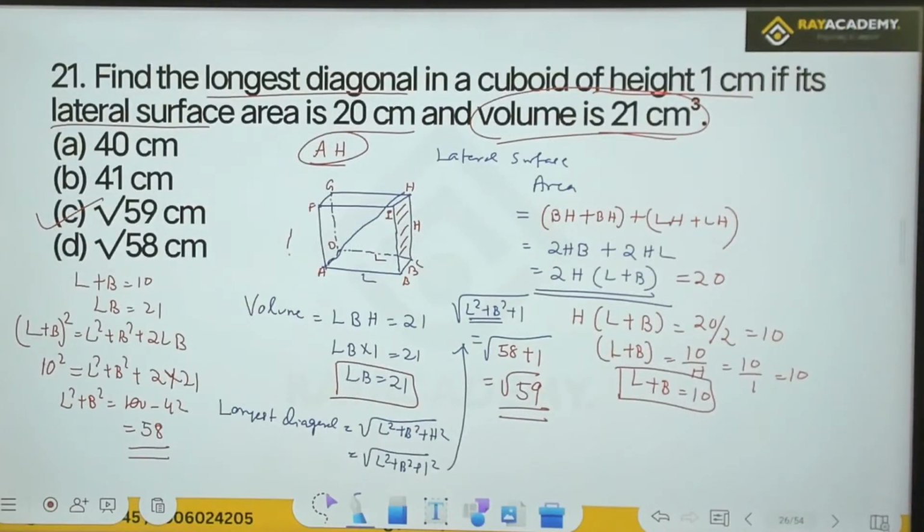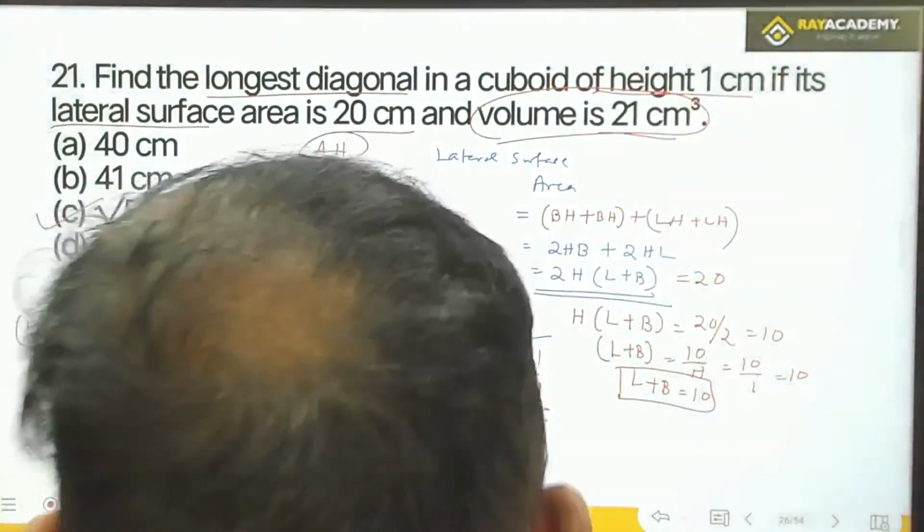Another data point they have given is the volume. Volume of a cuboid is LBH, that is LB into 1, equal to 21. So LB equals 21. For the longest diagonal, when we studied the cube, the formula is square root of 3 into a, but the longest diagonal of a cuboid will be square root of l square plus b square plus h square. So from there we need to find the value of l square plus b square. Our data was l plus b equal to 10, lb equals 21. From there we could find l square plus b square. So the right answer is square root of 59.